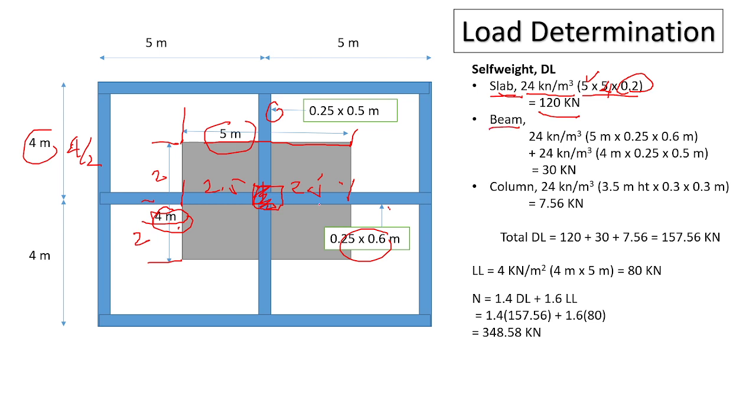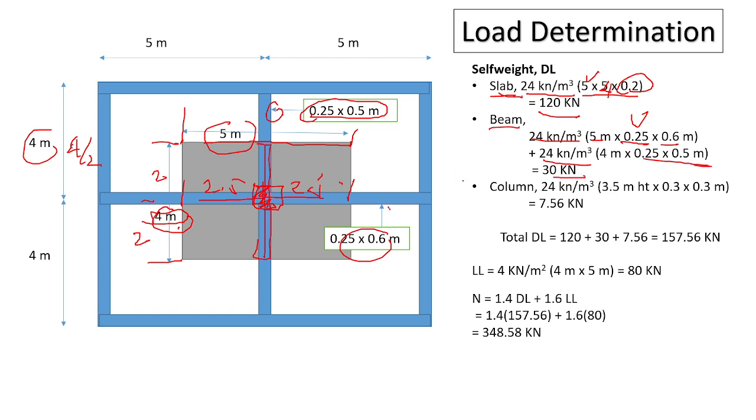And for your beam, for this 5 meters, you have 0.25 by 0.6, 5 meters. This is the volume multiplied by the unit weight. And then for this one, you also have 24, and the length of this one is 4 meters. The section is 0.25 and 0.5.